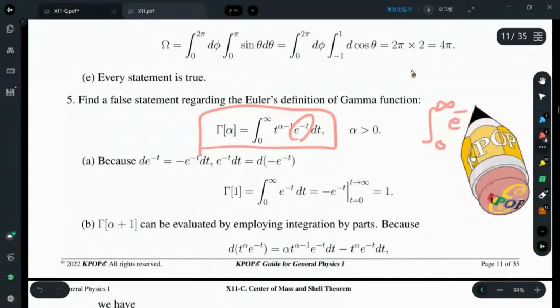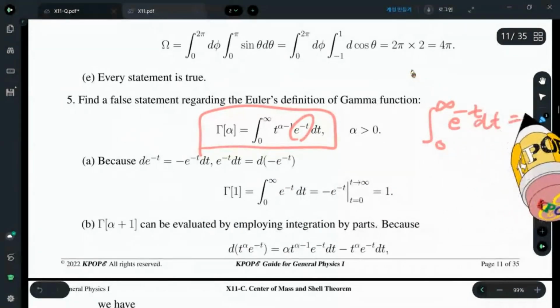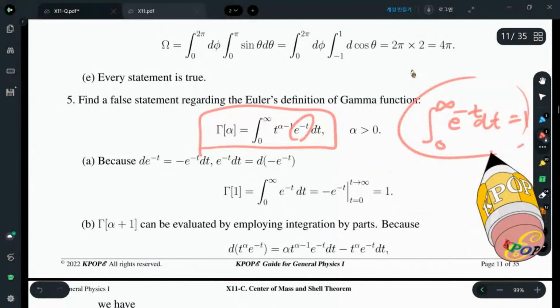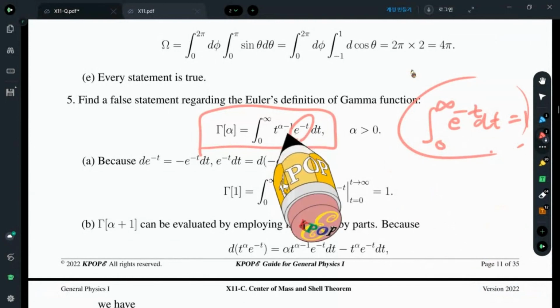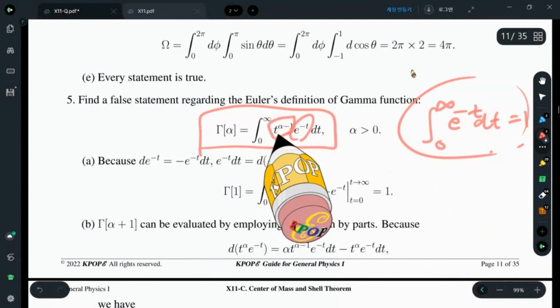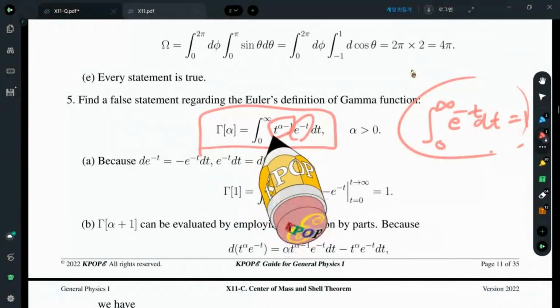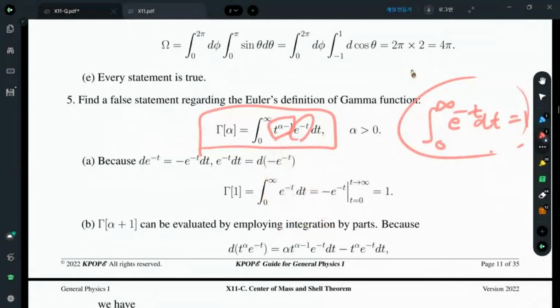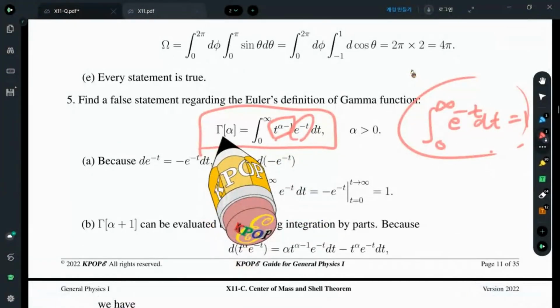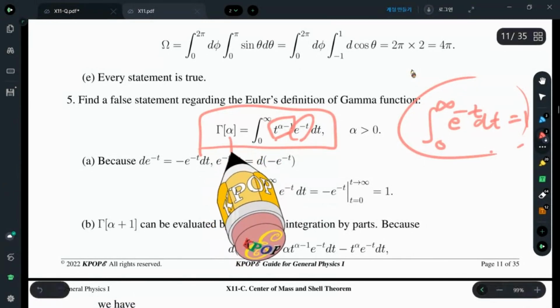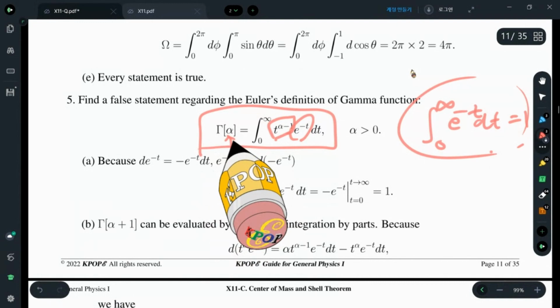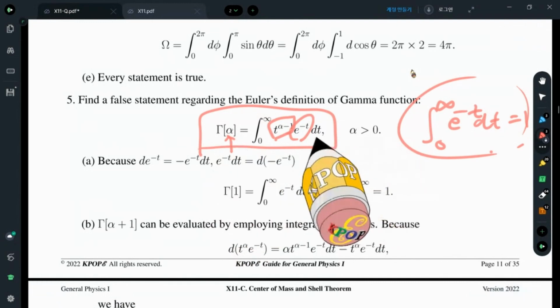You have a very simple integral. This integral is just 1. It is familiar with this, but we have an additional factor of powers of t. And at the end of the day, you will find that this is nothing but the factorial, in case you substitute a positive integer.